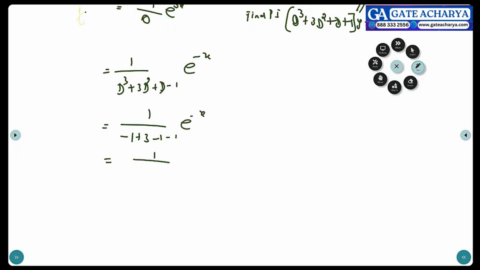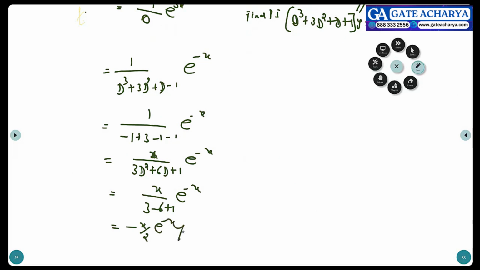Then differentiate: multiply the numerator by x and differentiate the denominator, 3d square plus 6d plus 1, into e power minus x. Then minus 1 square is plus 1. So x divided by 3 minus 6 plus 1, into e power minus x. So minus x by 2 into e power minus x. Right? Suppose if it is minus, then we cut this value.